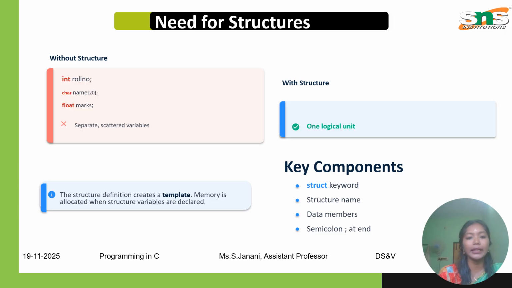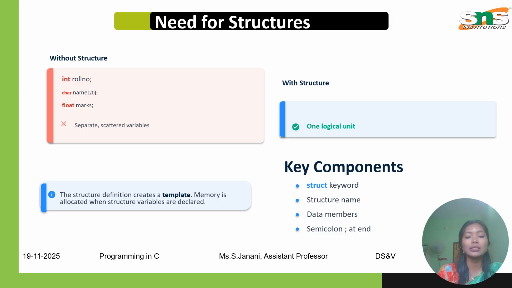Next is the need for structure. I have already said that a structure will contain different data types under the same name. With structures, one logical unit is considered. Without structures, we would have separate scattered variables like int roll number, char, and float.